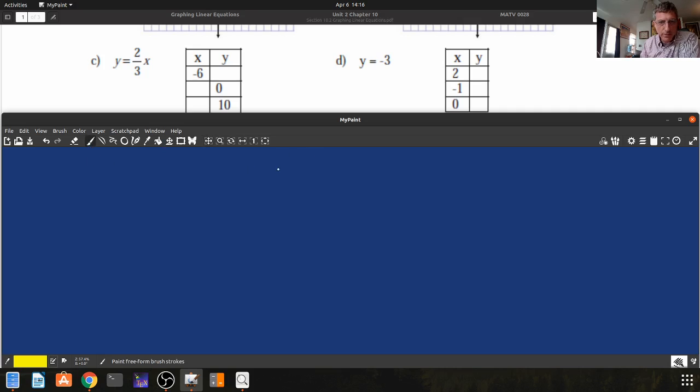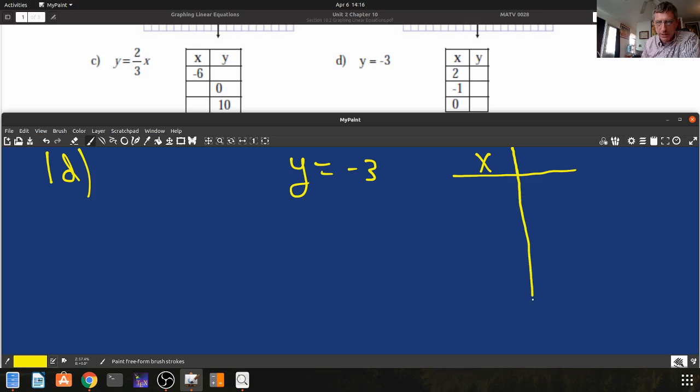So let's start again with what we were given. So this is 1d. We have y is equal to minus 3. And here we have our little table, which I am going to try to duplicate over here, because there's really nothing to be done. They give us values of x: 2, minus 1, and 0. So I've got to find the value of y.